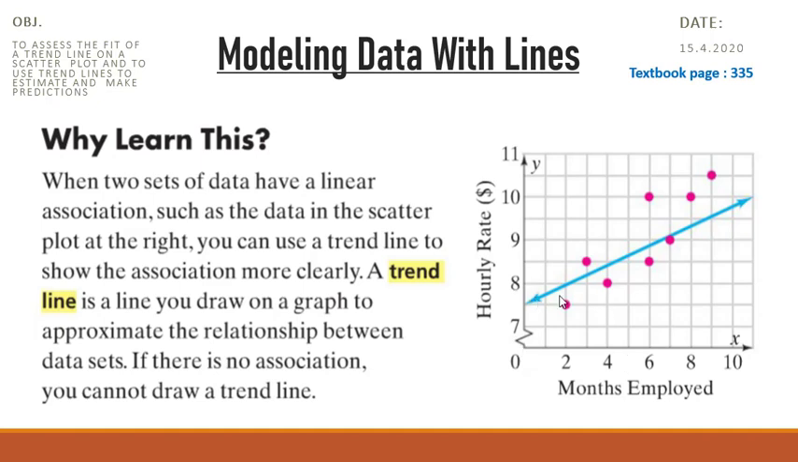A trend line is this blue line. The blue line here, this trend line, is a line that we draw on a graph to approximate the relationship between data sets. Of course, if we don't have association, we will not be able to draw a trend line. We use this trend line to make predictions about the associated values.